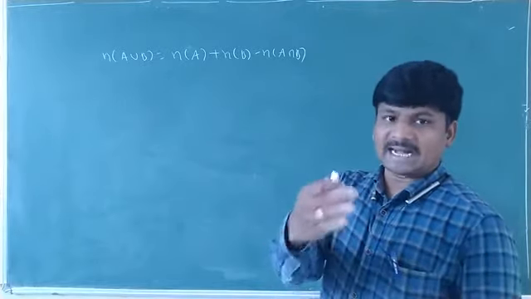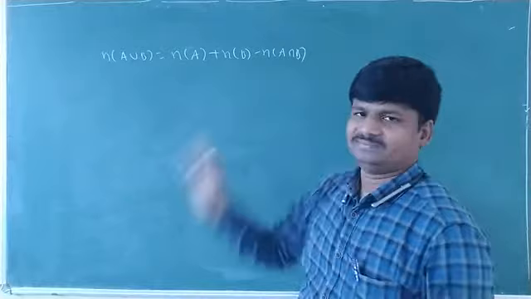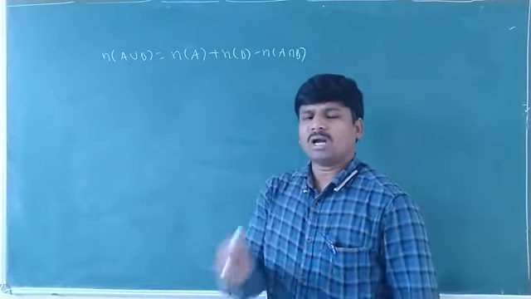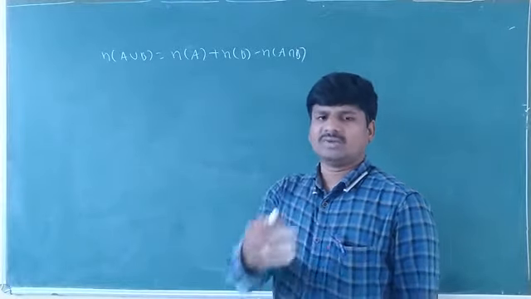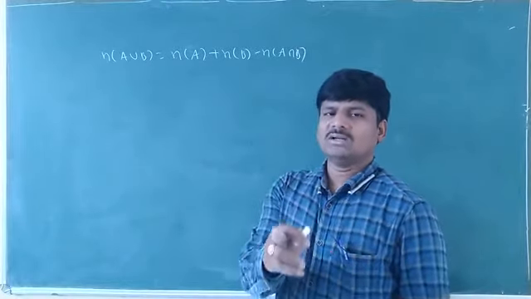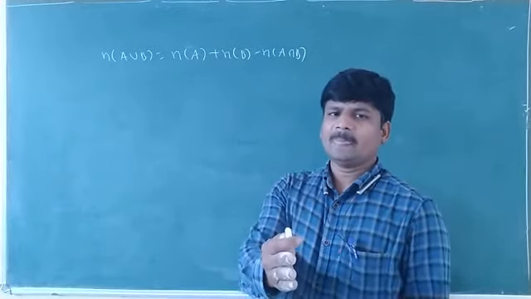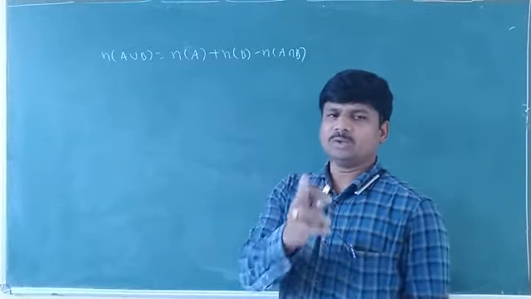Those are the practical problems on union and intersection. And whatever questions we solved yesterday from exercise 1.6, what were those? Only two sets were given: number of A, number of B, that means A union B, A intersection B.